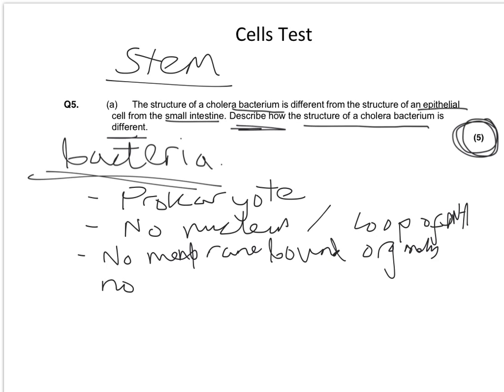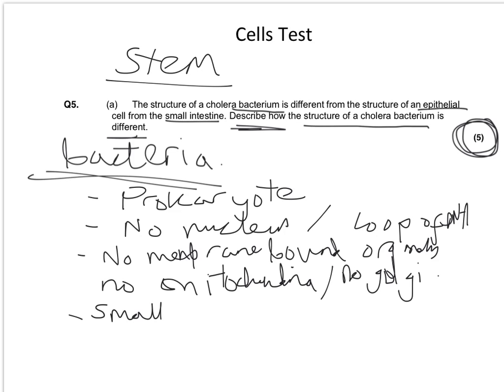No mitochondria. You could also mention within that no Golgi, things like that, but you'll only get a maximum amount of marks for those. You've got to mention that they've got small ribosomes. Okay, so remember 70S ribosomes. Okay, and then any 2 from the following.